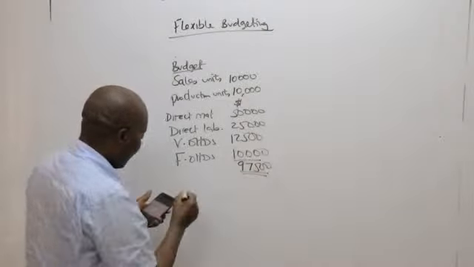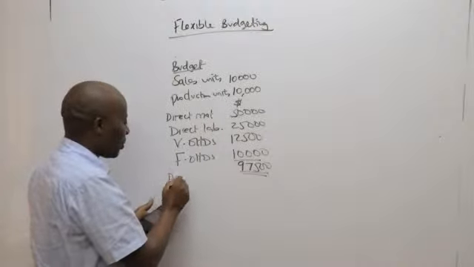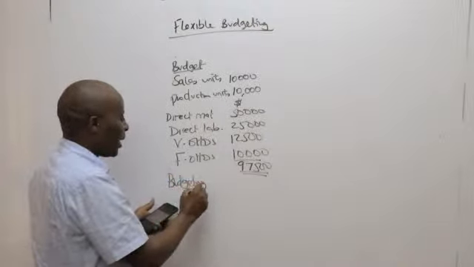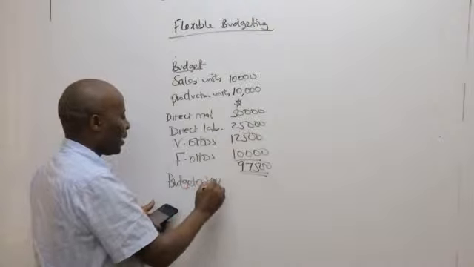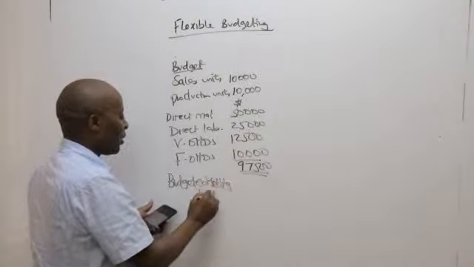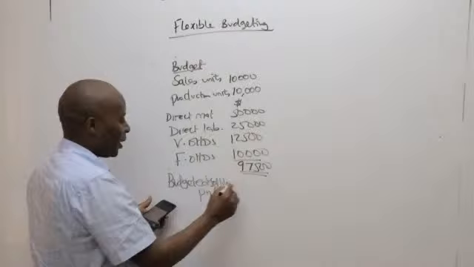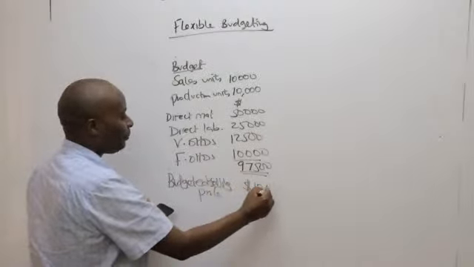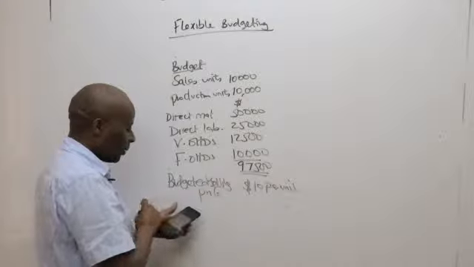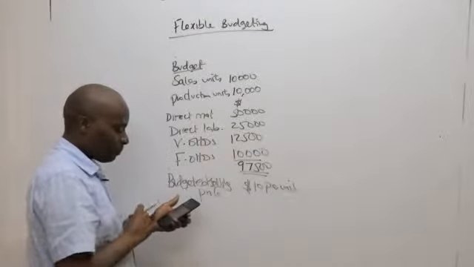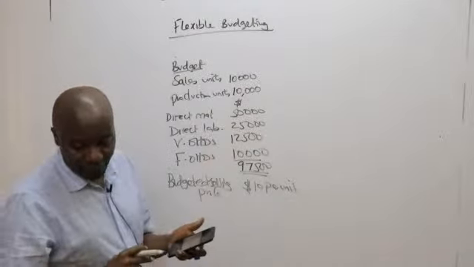And then they have given us the budgeted selling price. We have here the budgeted selling price is $10 per unit. $10 per unit, full stop there.